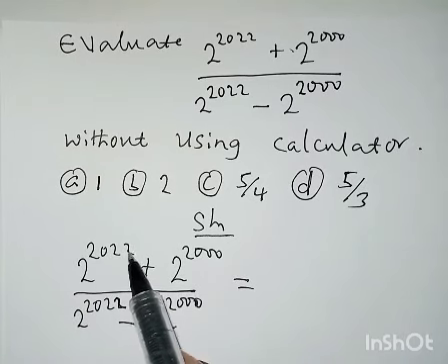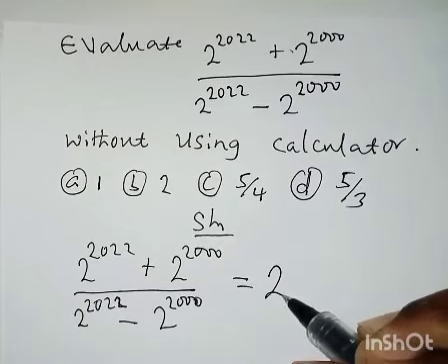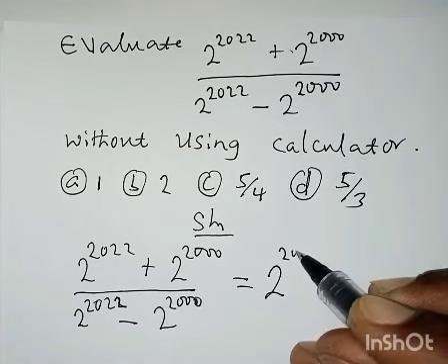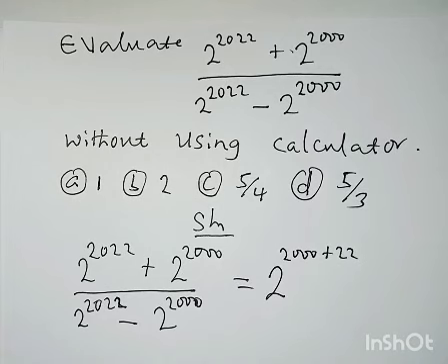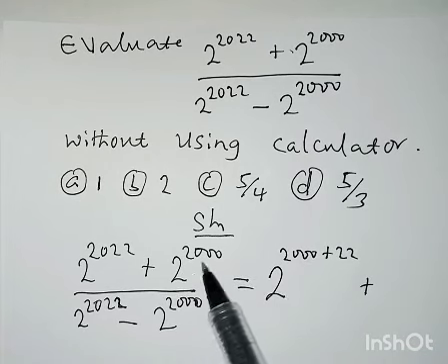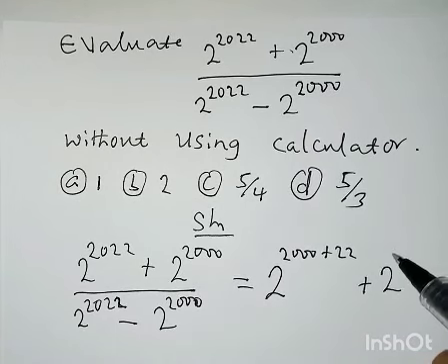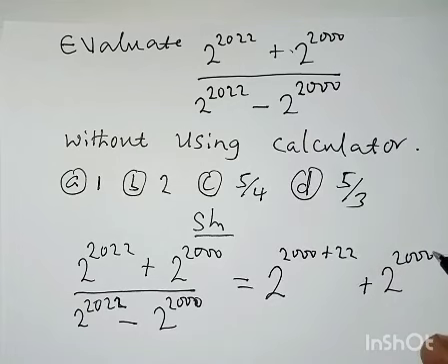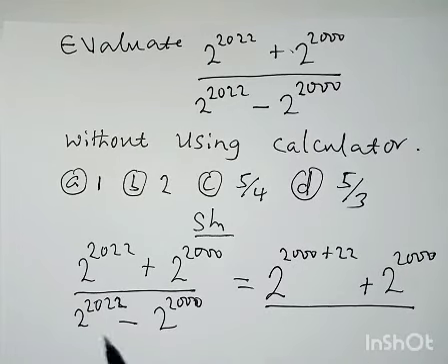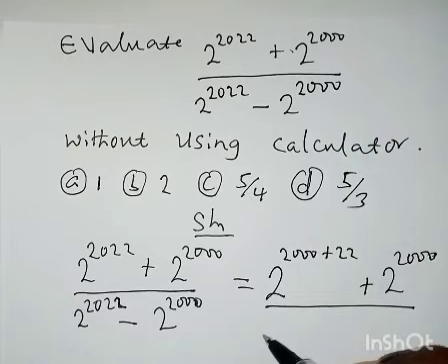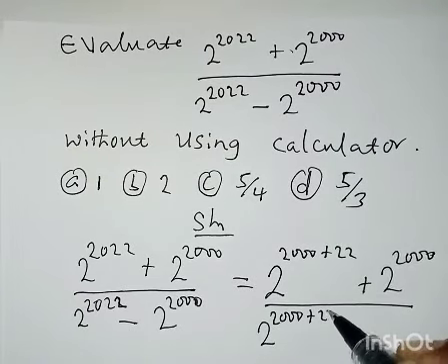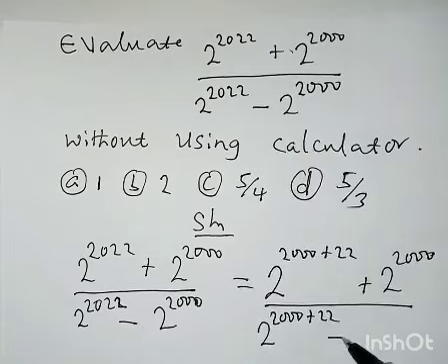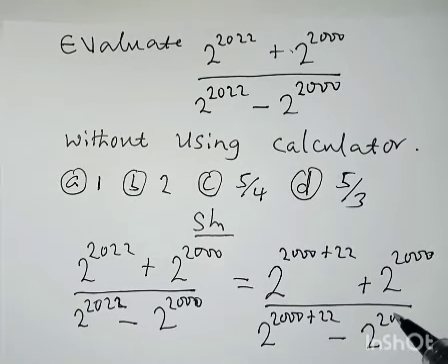So instead of 2 power 2022, we are going to have 2 power 2000 plus 22, then plus 2 power 2000, over the same thing here, 2 power 2022, which is the same thing as 2 power 2000 plus 22, then minus 2 power 2000.